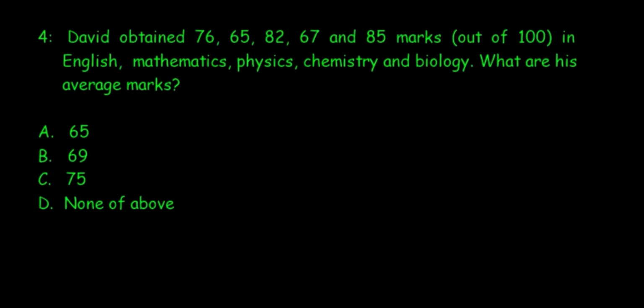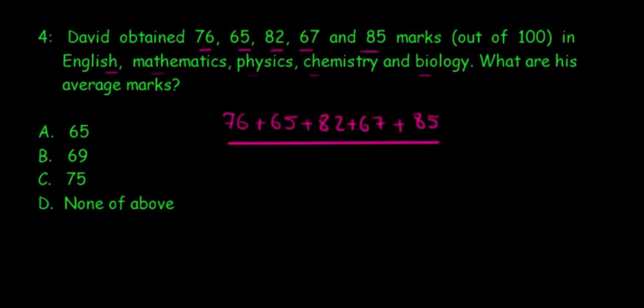David obtained 76, 50, 65, 82, 65, and 85 marks out of 100 in English, math, physics, chemistry, and biology. What is his average mark? So for the average mark, all I need to do is add up everything. The addition is going to be quite a long procedure, because they're 2-digit numbers, and then divided by 5, 1, 2, 3, 4, 5, will give me the answer.